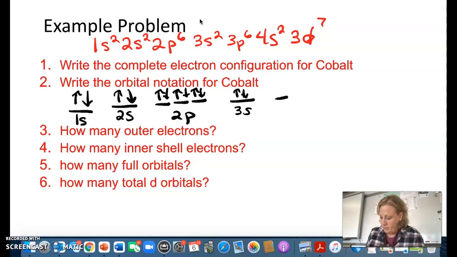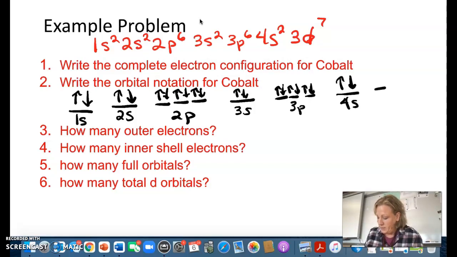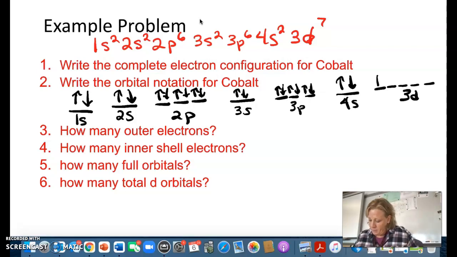3s2. Then I want to draw those 3 together again. 3p6. And then 4s2. And then the d's, I'm going to draw 5 orbitals because there's 5 orbitals in a d sublevel. So I would do Hund's rule, 3, 4, and then I would double, 6, 7. So when you do this orbital drawing, you can see a little more detail, like there's 3 unpaired electrons there.